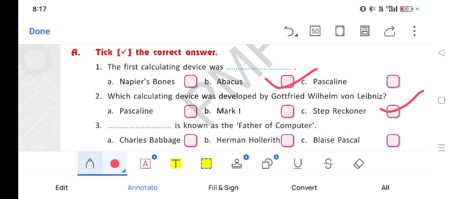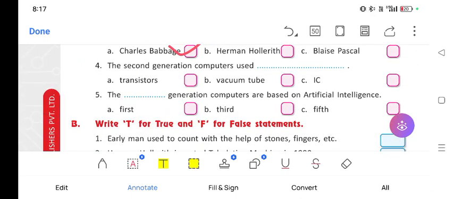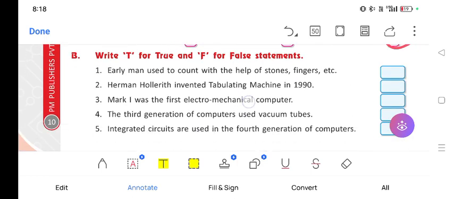Dash is known as the father of computer. Charles Babbage. Charles Babbage is known as the father of computer. The second generation computer used transistors. The dash generation computer are based on artificial intelligence, so we are living in the fifth generation, and in the fifth generation artificial intelligence is used.